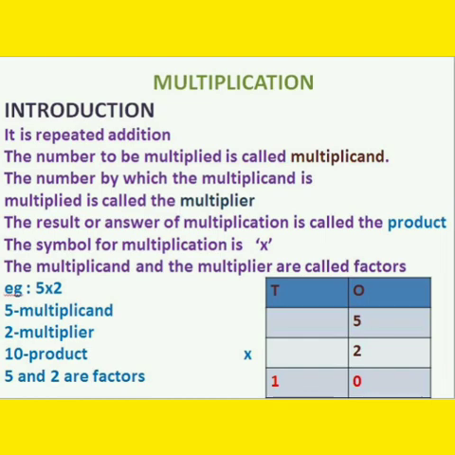For example, 5 is multiplied by 2 gives 10. Here 5 is called the multiplicand, 2 is the multiplier, and 10 is the product. And these 5 and 2 are called factors. So when 5 is multiplied by 2, we will get 10 as the product. Have you recalled all these things now? Yes, good.